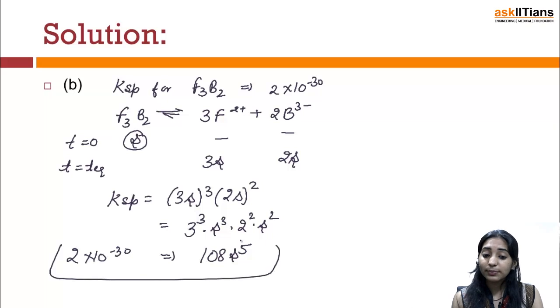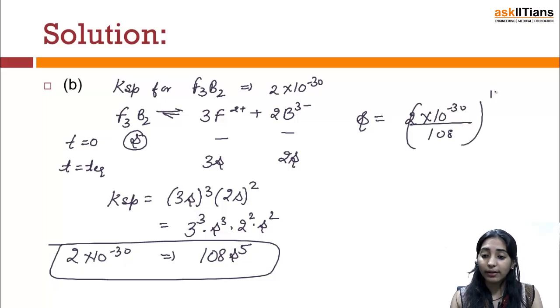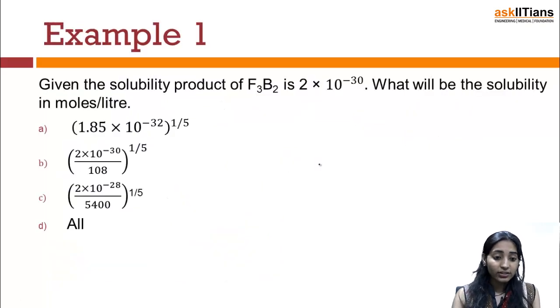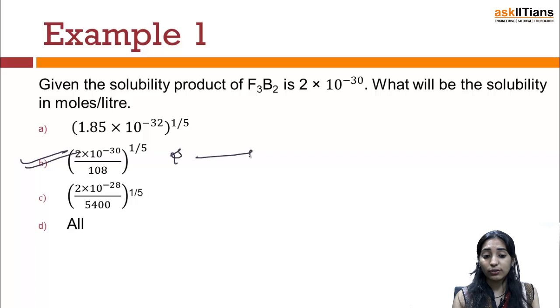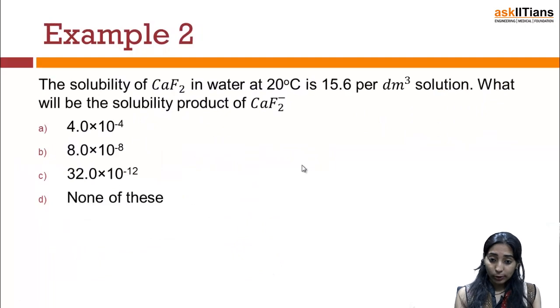Now if I solve this, I can get the value of S, and the value of S in this case will come out to be 2 into 10 to the power minus 30 divided by 108 raised to the power 1 by 5. And if I look at the options which are given, I can say that 2 into 10 to the power minus 30 by 108 raised to the power 1 by 5 is the correct value of S. So the answer to this question is option number B. This was a question based upon the solubility product.